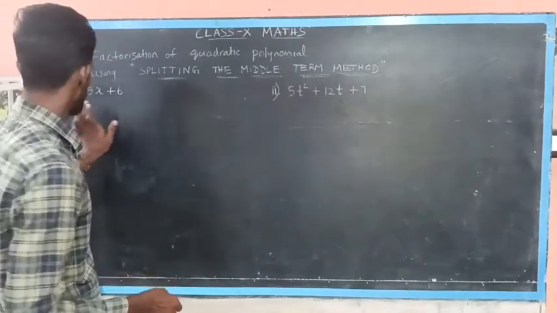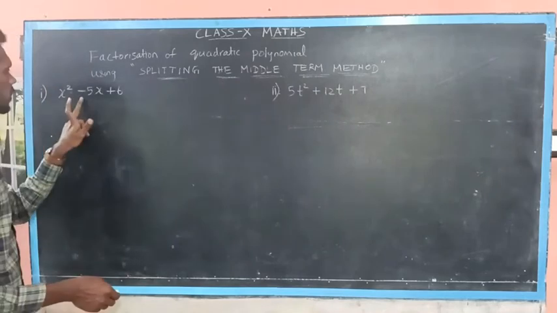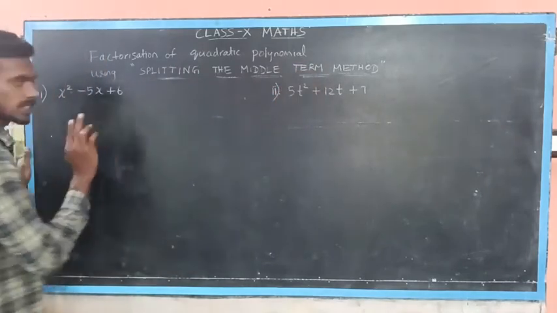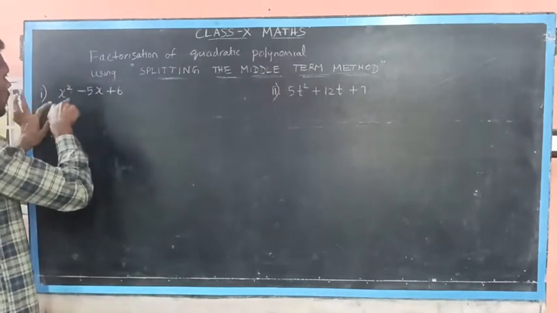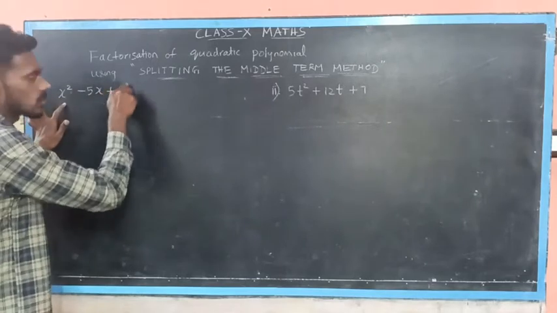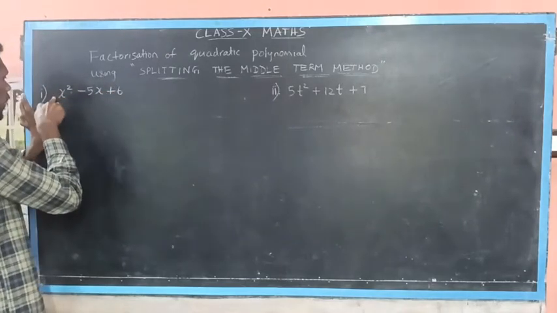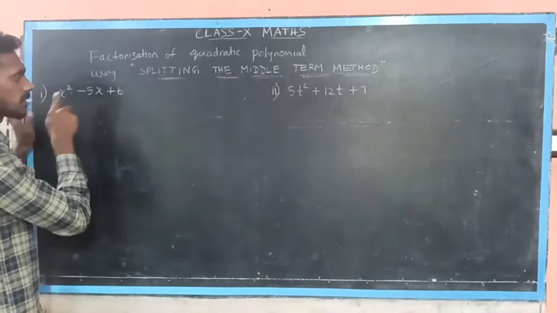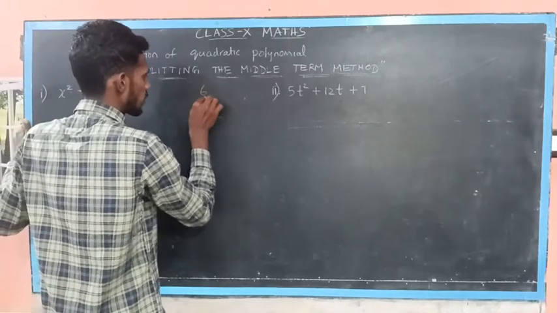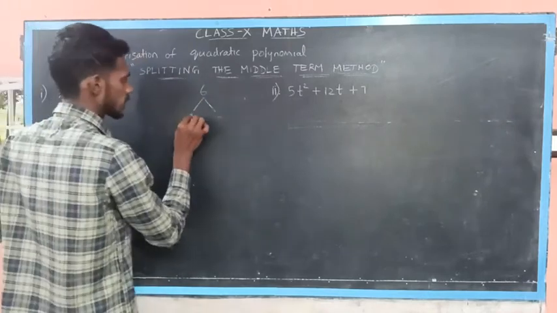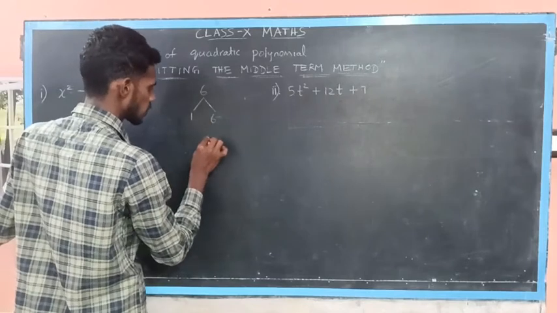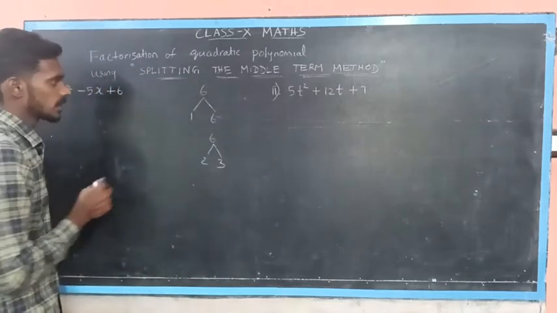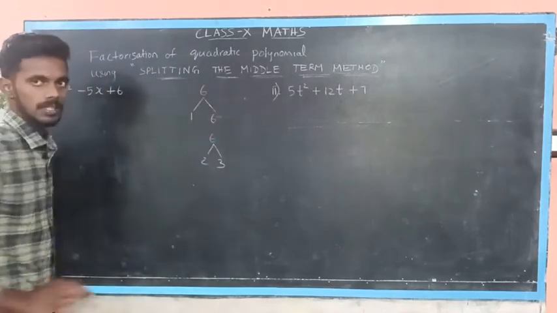So consider the first quadratic polynomial. It is x² − 5x + 6. In the splitting the middle term method, the first step is to find the product of the x² coefficient and the constant term. The x² coefficient is 1 and the constant term is +6. So 1 into +6 gives 6. So you have to find the factors for the number 6. So 6 can be represented as 1 into 6, or otherwise as 2 into 3.